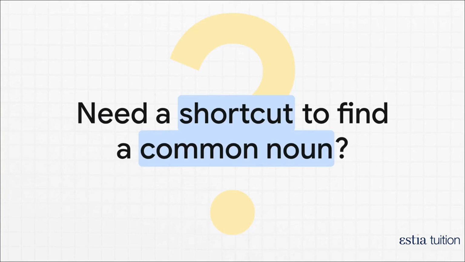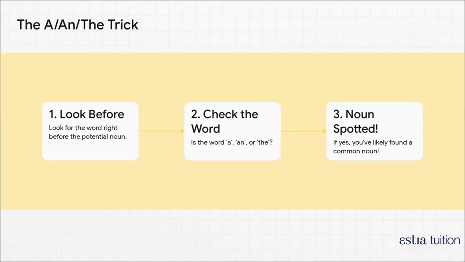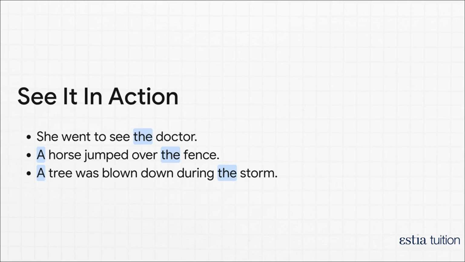So, do you need a shortcut? Yes, you do. And it's one of the most reliable little clues in the English language, and it's so easy to learn. It's the a, an, the trick. Just think of these three little words, which are called articles, by the way, as big, flashing neon signs. If you see a, an, or the, there's a very good chance that a common noun is following right behind it.